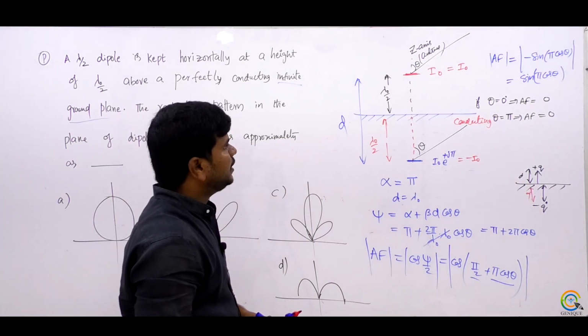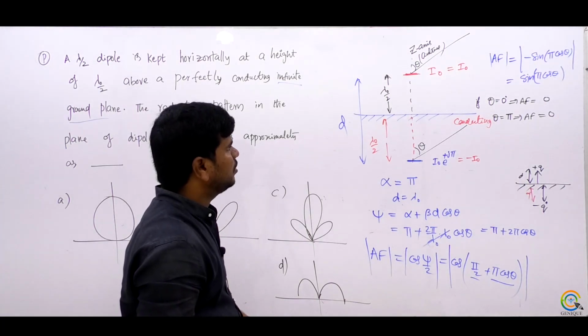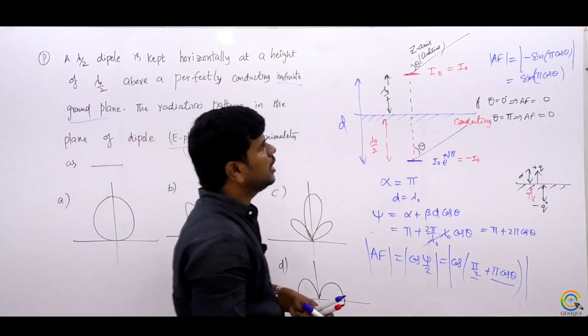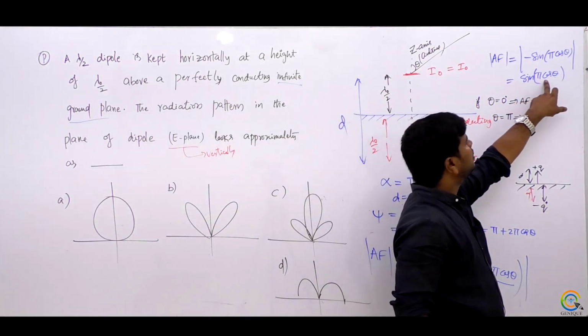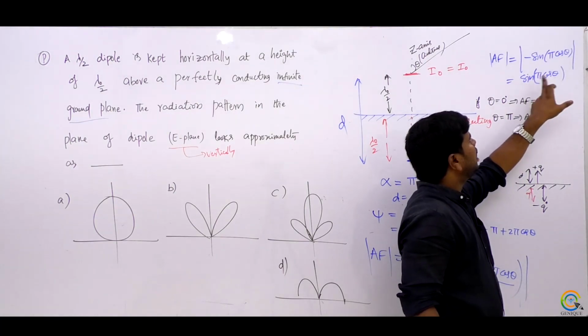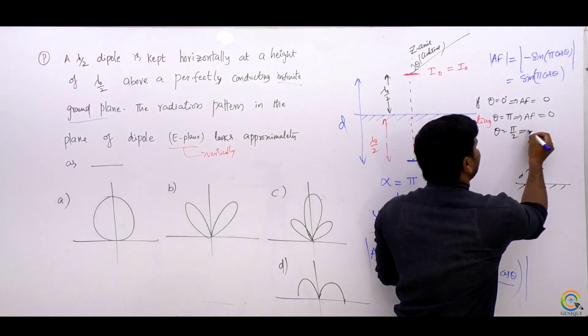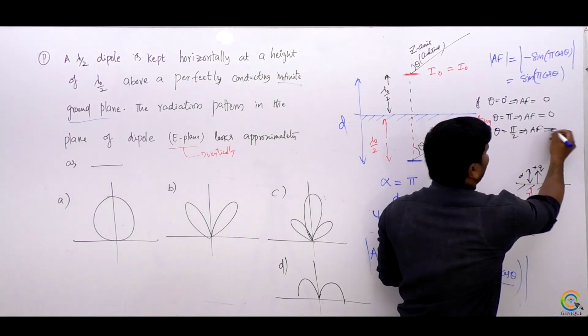Now, if theta equals pi by 2, what happens? Cos of pi by 2 is 0, and sine 0 is 0, so with theta equals pi by 2 also, AF is equal to 0.